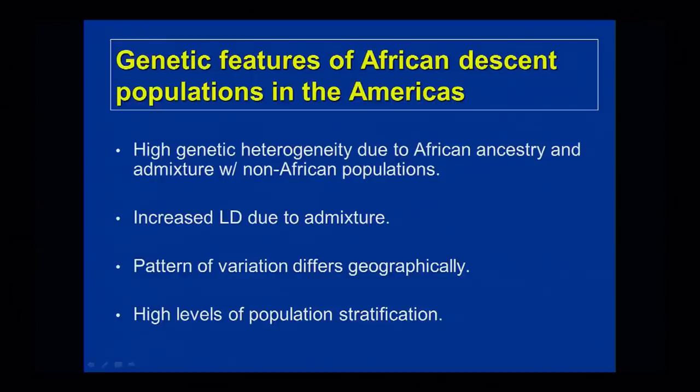So when we look at these populations in the Americas, we know that there's high genetic heterogeneity. And I think that we've mentioned that earlier. Due to the antiquity of the gene pool of Africans, and then also gene flow and admixture with non-African populations. And this admixture can increase linkage disequilibrium, which you'll learn more about in the next session. And we know that the pattern of genetic variation differs geographically across the New World. And we also know that there's high levels of population stratification.